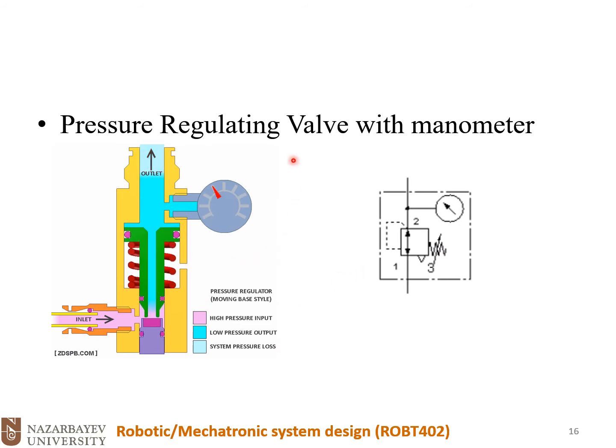Okay, so, pressure regulating valve with manometer. Same symbol, just we have a manometer here. And as you could see, we have an inlet, we have an outlet, and we have a spring, and we have a manometer. And you see how this spring could regulate the air pressure. We have a high pressure input, low pressure output.